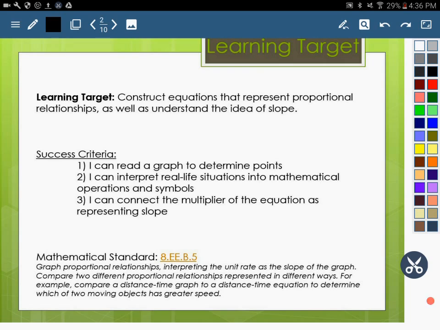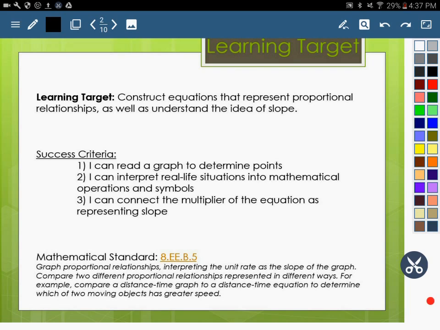Remember a while back before break, we made a whole chart that told us what means add, what means subtract, what means multiply, what means divide, and what means equal. You're going to keep those in the front of your mind because if you're given a context, you're going to need to translate that into an equation.